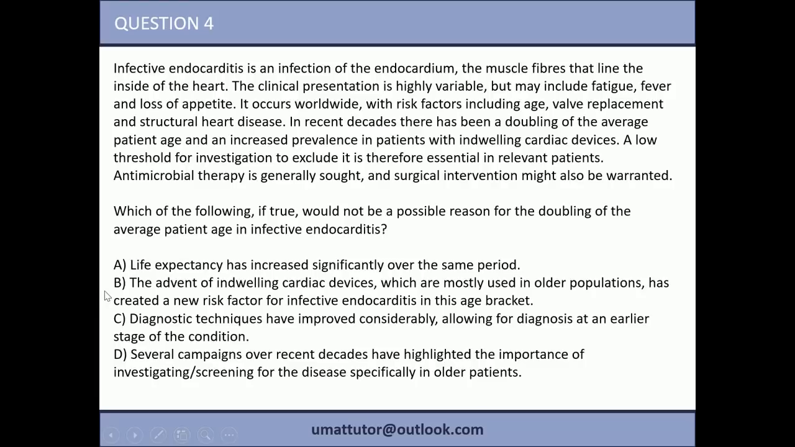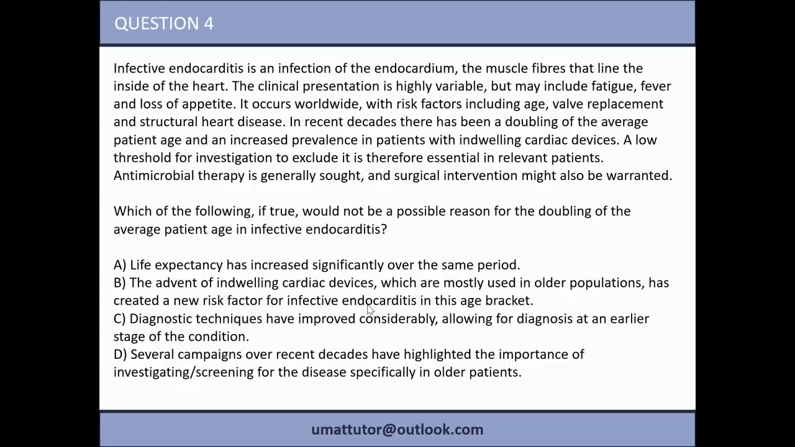With B, the advent of indwelling cardiac devices, which are used mainly in older populations, has created a new risk factor for infective endocarditis. So again, we don't have to worry about whether this is all consistent, whether cardiac devices are used mainly in older populations and whether that is a risk factor. We're just taking that that's true.